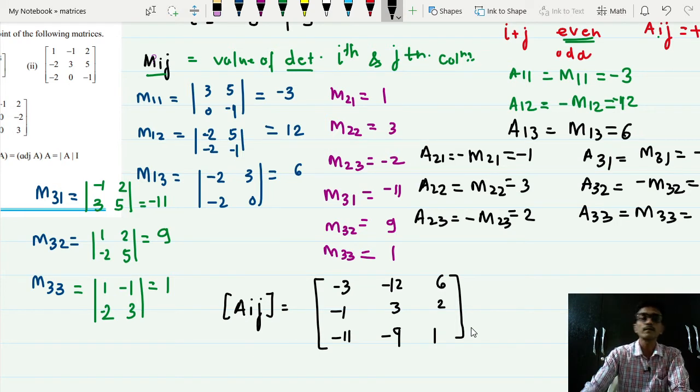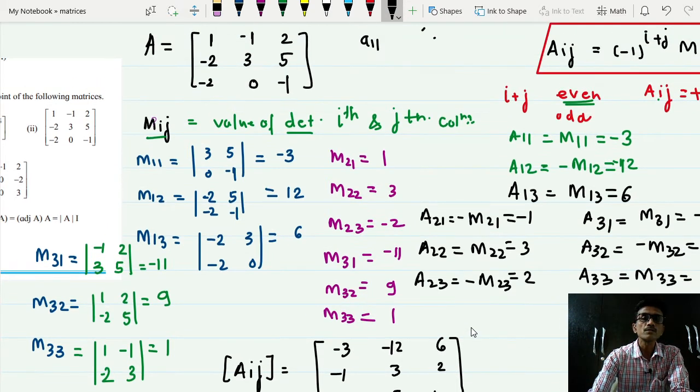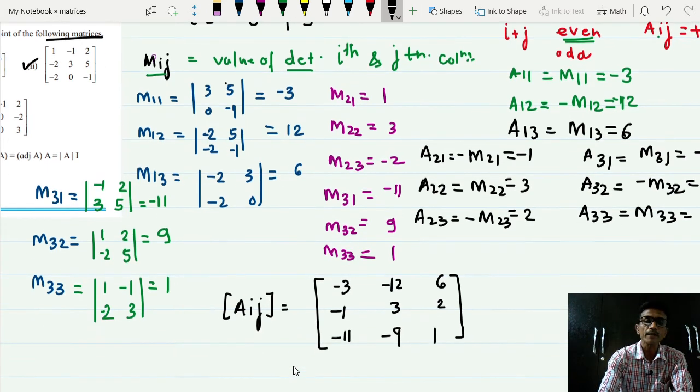So for this matrix, that is our second question. Here is our second question. See, in this exercise, the second question is this. We will find all cofactors of the matrix 1, -1, 2, -2, 3, 5, -2, 0, -1. So this is the matrix of cofactors.